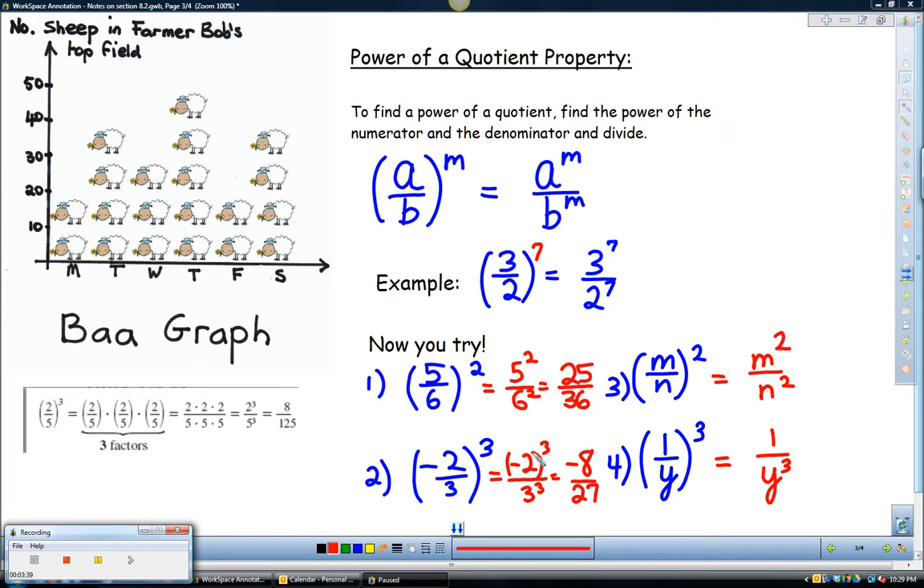On number 2, same thing, negative 8 over 27. Look at number 4. Did anybody go 1 to the 3rd equals 3? Remember, 1 to the 3rd is 1 times 1 times 1.